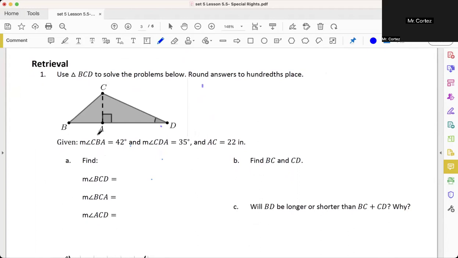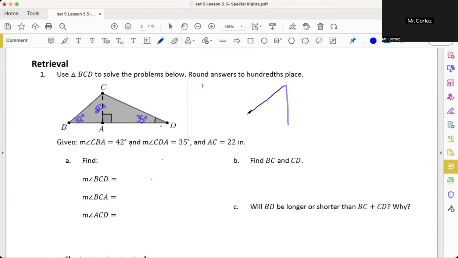Retrieval for 5-5 integrated 3 has this triangle, solving problems below, rounding answer to the 100th place. They give you that CBA, so starting at C to B to A. They give you that this is 42 degrees. They give you that CDA is 35. And they give you that AC, not to be confused with Atlantic City, is 22 inches.